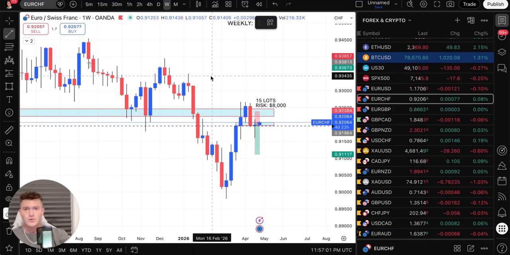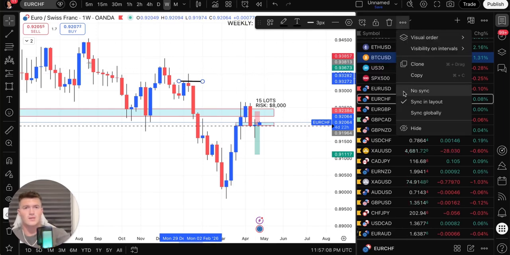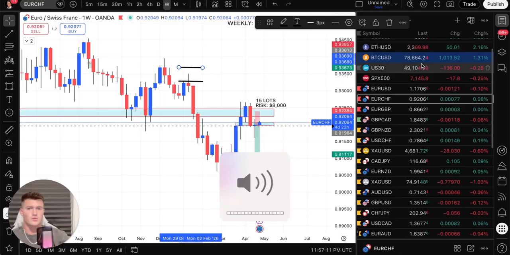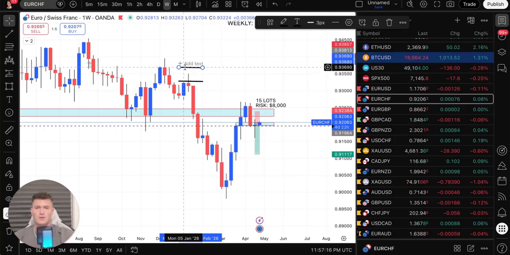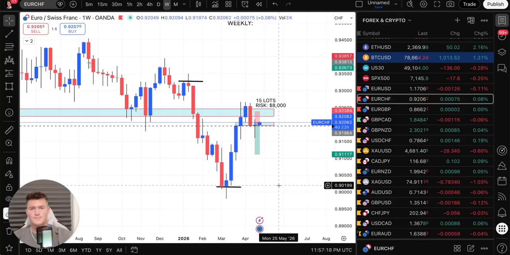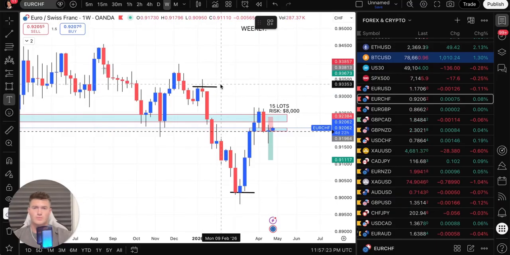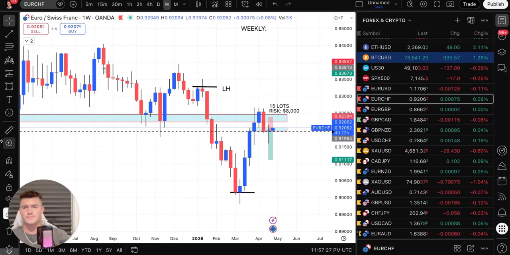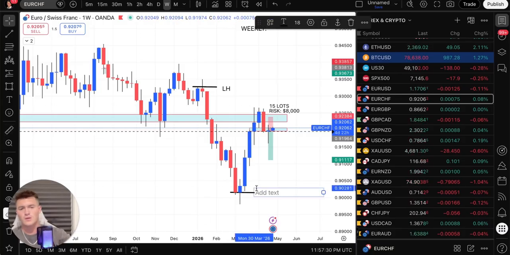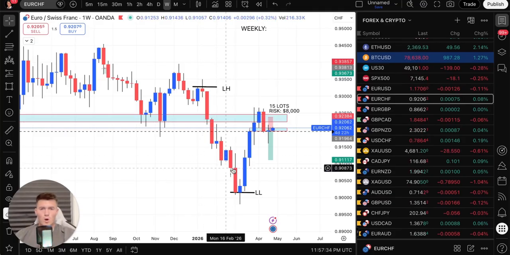So let's make our little lower high and lower low lines just so that we can identify our lower lows and our lower highs. Our lower highs and lower lows. And you might be thinking, what would I count this?